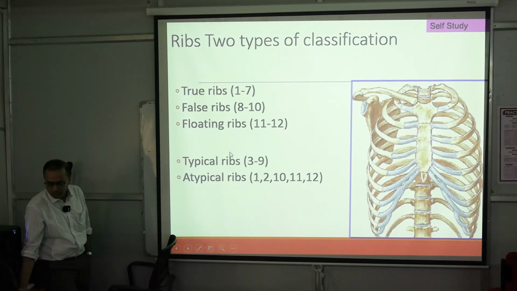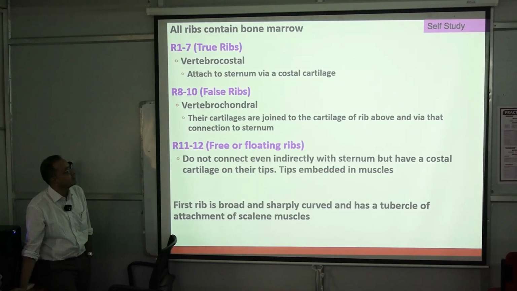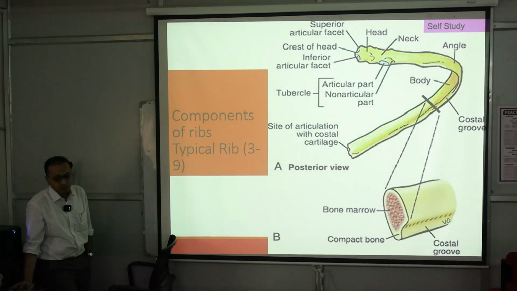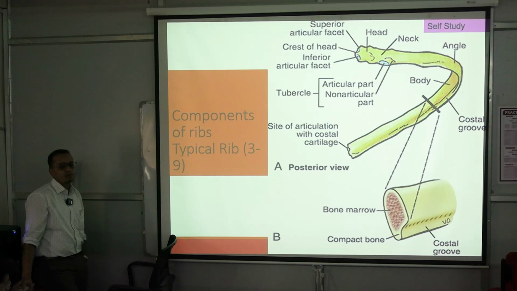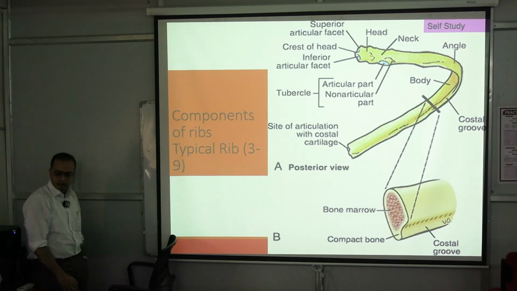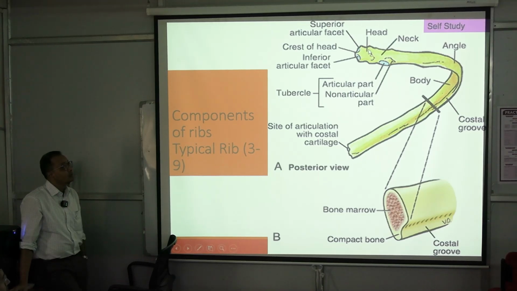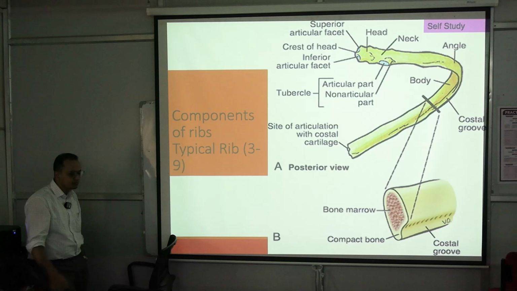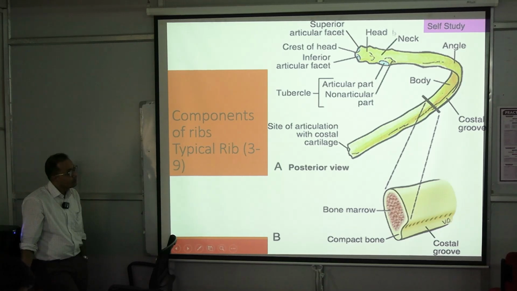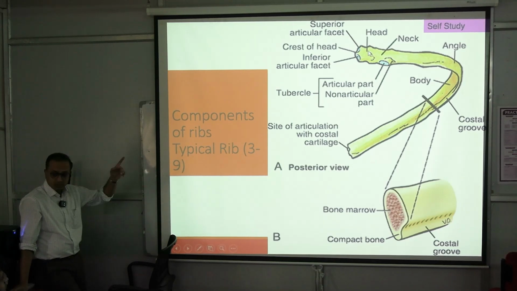Now we are going to learn the typical rib today, which exists between the 3rd to 9th segments of the pairs, right side and left side. This typical rib has common features. It has two ends: one is the vertebral end, the other is the sternal end. The vertebral end has the features, and the sternal end is largely featureless, flat, and has a sharp cut. The vertebral end is on the back or posterior side, and the sternal end is on the front side.